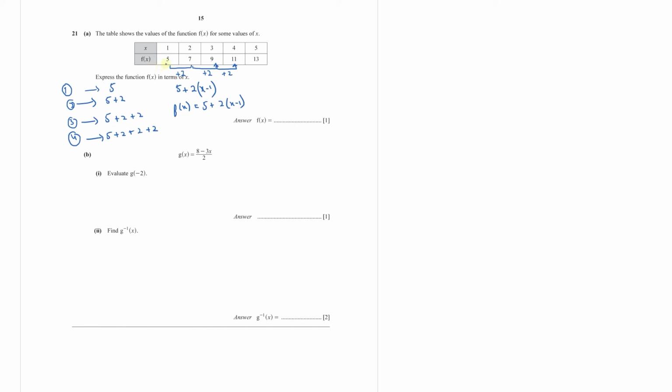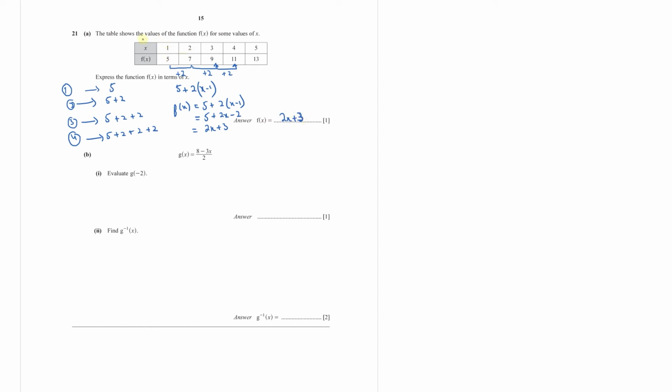Your function f of x represents this number sequence, where usually we use n as the notation for the nth term. Here you have x as the notation for the xth term. So you can find the xth term of the sequence using this formula 5 plus 2 times x minus 1. You can simplify it by multiplying the 2 inside, 2x minus 2, and 5 minus 2 is 3, so you get 2x plus 3. So f of x is 2x plus 3.